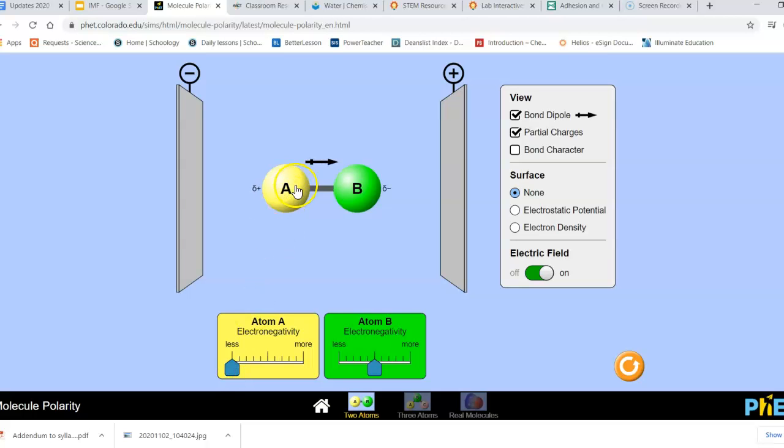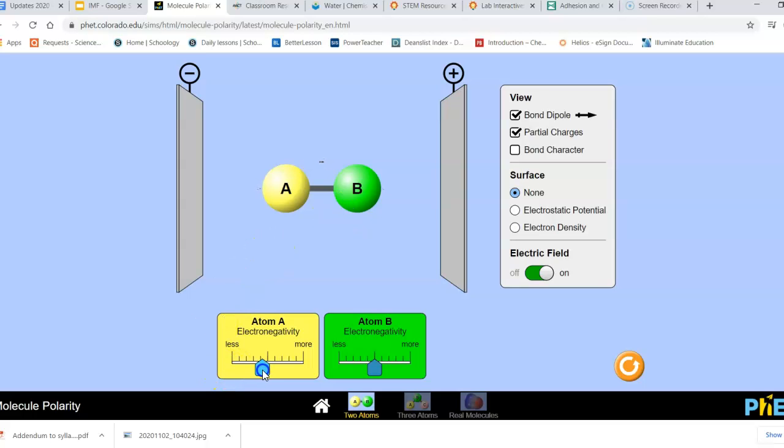All of a sudden now, A has a partial positive, meaning that it's feeling less the presence of electrons. B is becoming partial negative because it's feeling the presence of the electrons that belong to A.